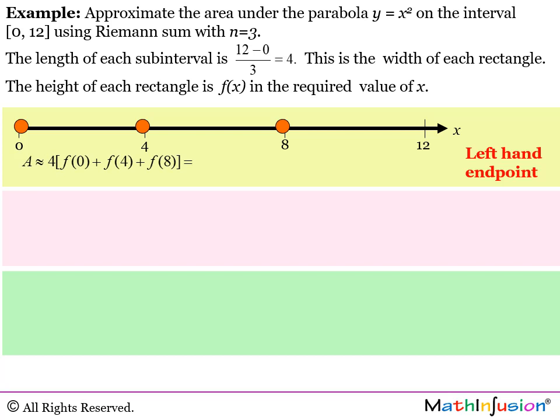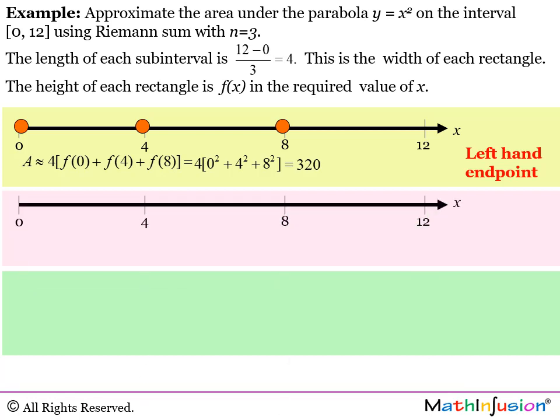The width of each one is 4, so I can distribute the 4. The first height is f of 0. The second is f of 4, and the third is f of 8. Because I have the function, let's substitute the function in. f of 0 is 0 to the power of 2, f of 4 is 4 to the power of 2, and f of 8 is 8 to the power of 2. And I get this.